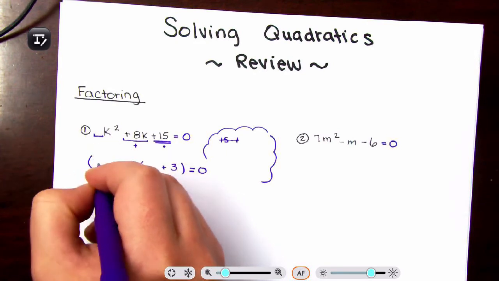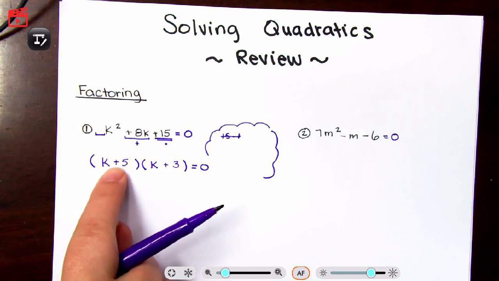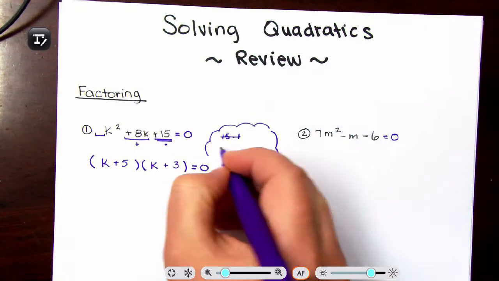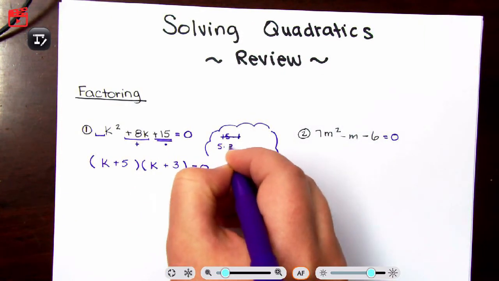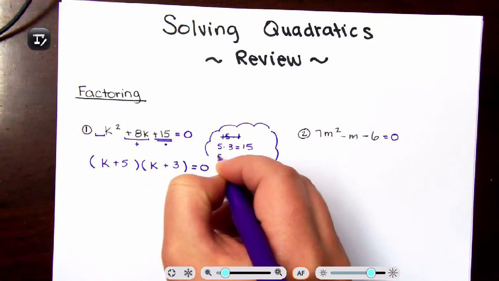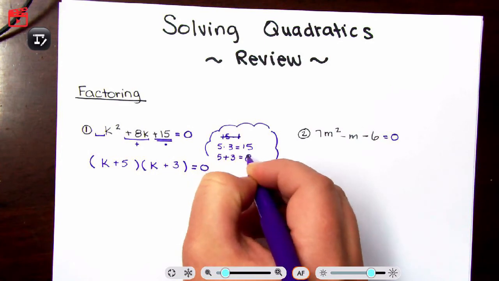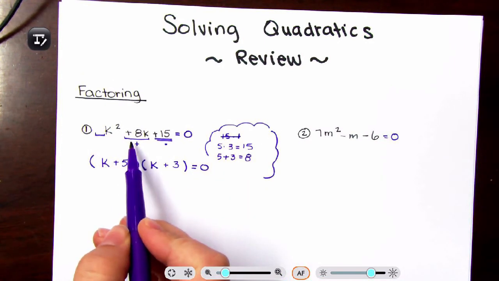Now, our variable is k, so I'm going to bring down k. And the reason 5 is positive and 3 is positive is because positive 5 times a positive 3 gives us a positive 15, which is what we need. And also positive 5 plus positive 3 is equal to a positive 8, which we have here.